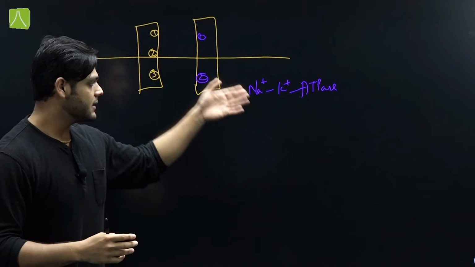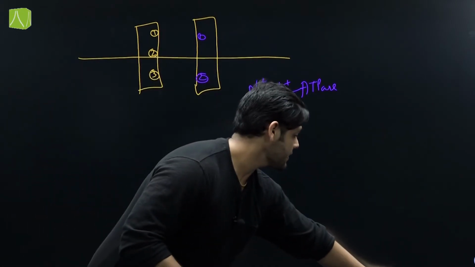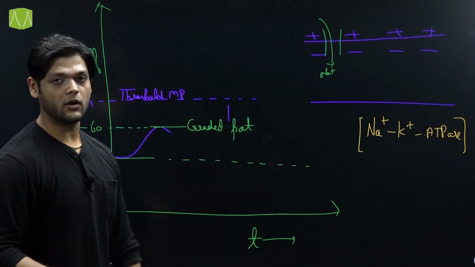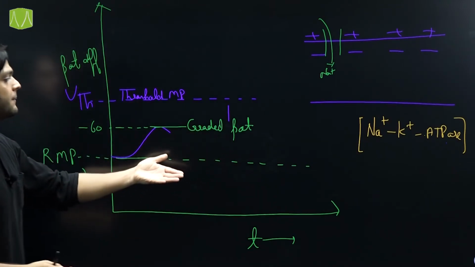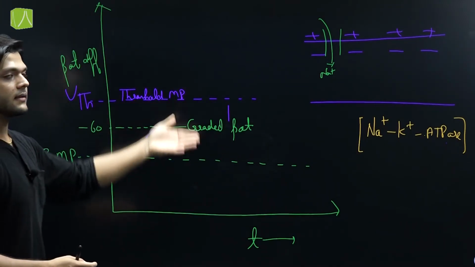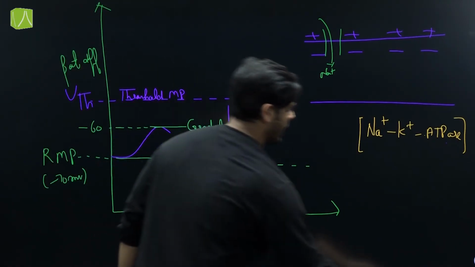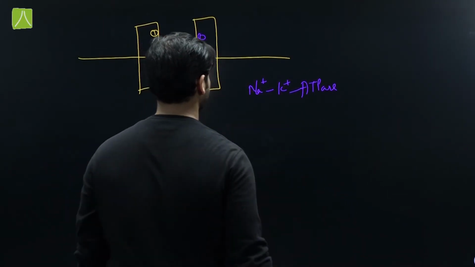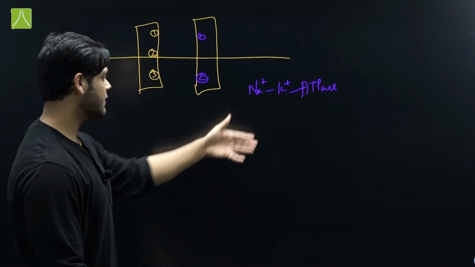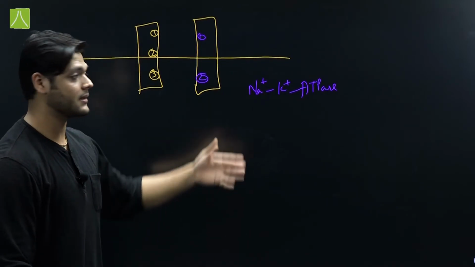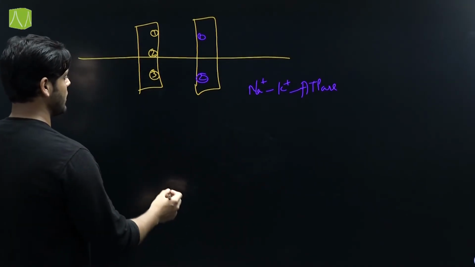It just sees there is a difference, a disturbance in the normal polarity of the ion channel. Maybe it is a graded potential, maybe it is a conduction part. But if this ion channel sees any disturbance, it will start correcting the polarity. How will it correct the polarity?